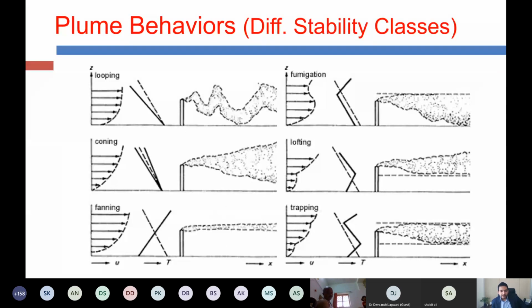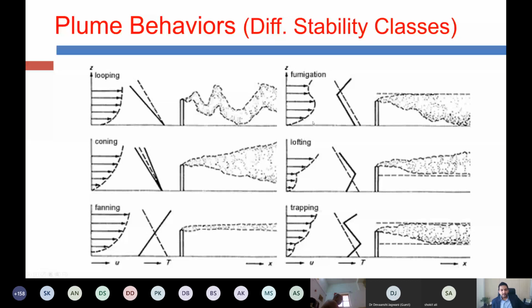Based on the stability classes, the smoke that is coming out of the chimney would behave differently. These are some examples of how the plume would react and disperse in different stability classes. So as we can see, looping, coning, fanning, fumigation, lofting, trapping, these are the different plume behaviors in different stability classes.